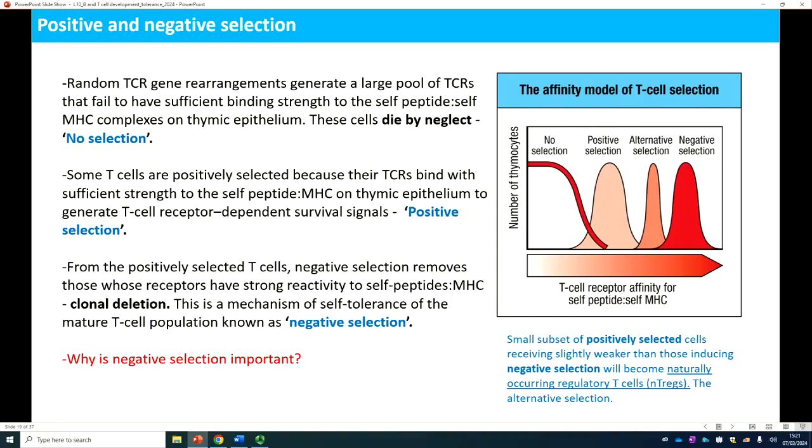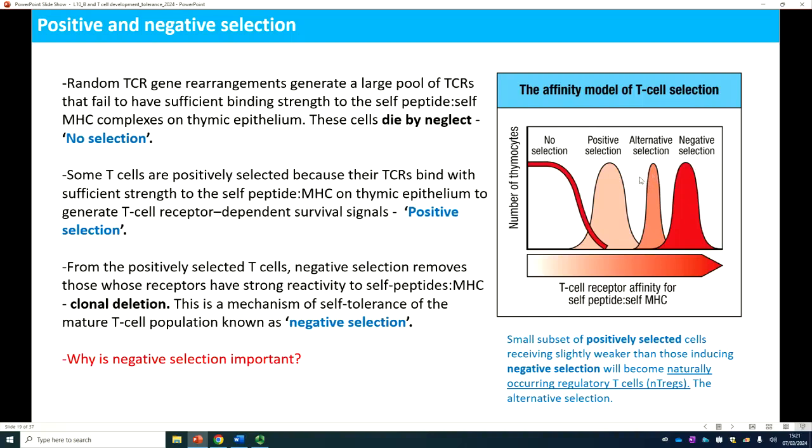So why is negative selection important? Can you think of a good reason why this needs to occur? What happens if negative selection didn't occur? Yeah, autoimmunity, because we would have T-cell receptors binding very strongly to self-peptide and self-antigen, and so that's a really bad thing.